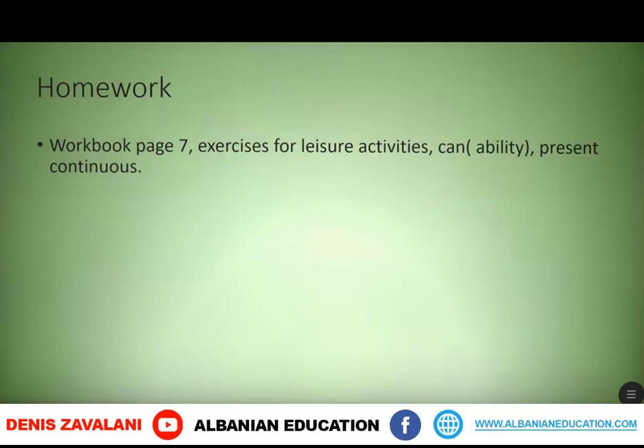Homework. For today, you are going to work on the workbook, page 7. You have the exercises about lazy activities, the modal verb can, and present continuous.